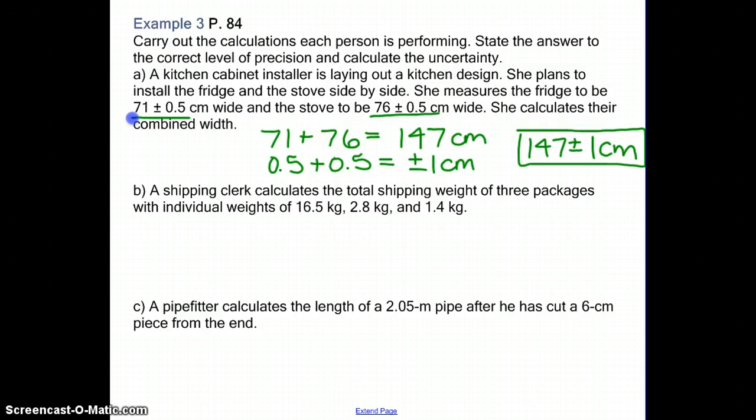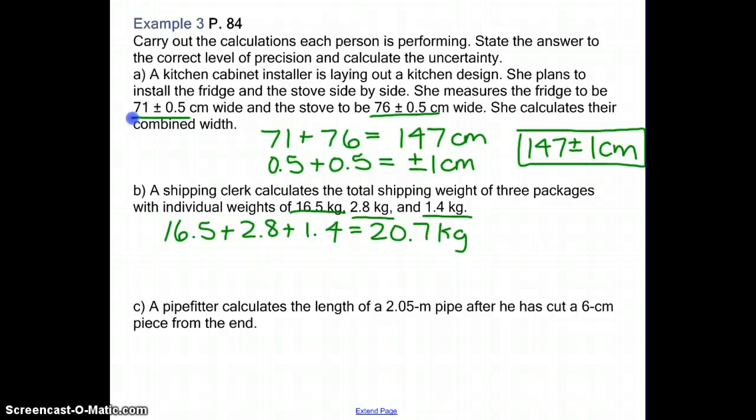If you look at B, you want to calculate the total shipping weight of these three packages with these individual weights. So first I need to add together all of these weights. So I'll go 16.5 plus 2.8 plus 1.4. So my total weight is 20.7 kilograms. Is that what everybody got? Okay, good. Then we need to add up the uncertainties for all of these.